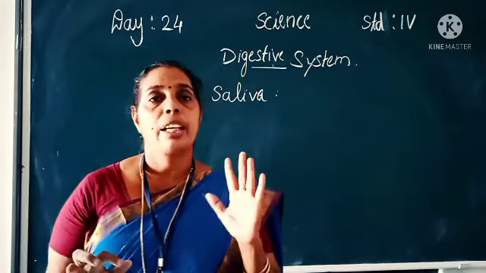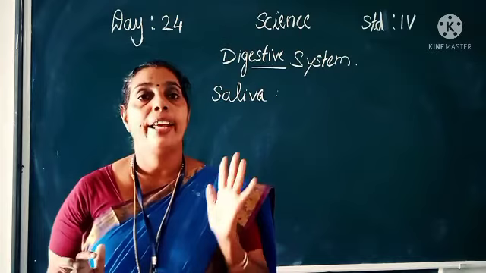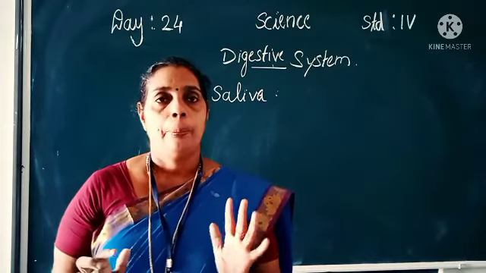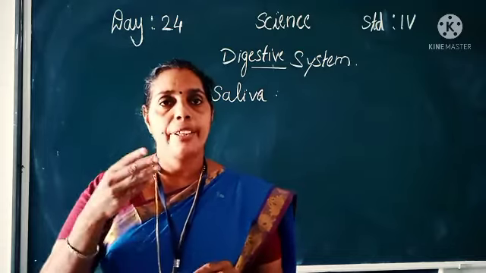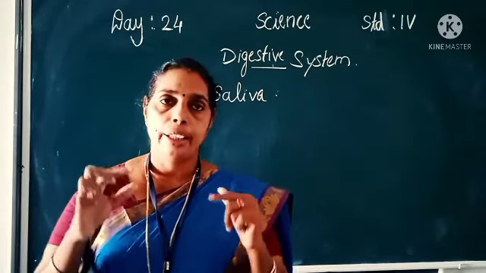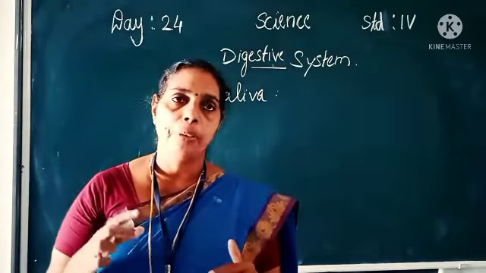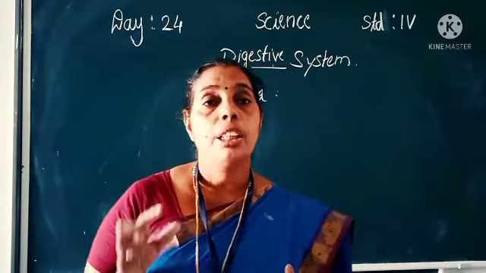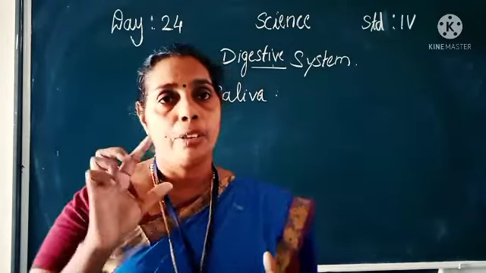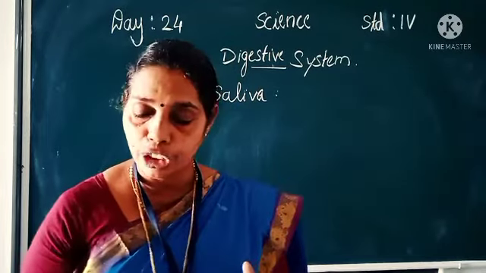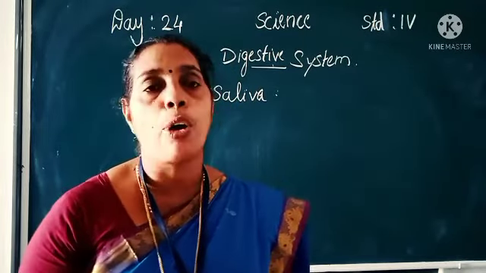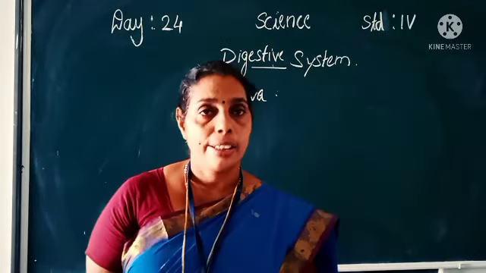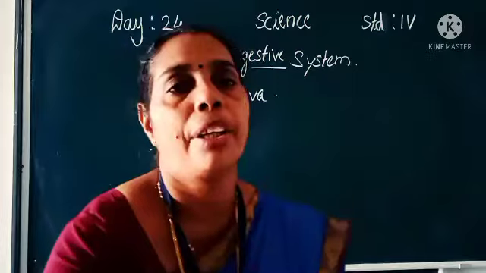Okay, there are six points in the digestive system. These six points we have to learn thoroughly, read and understand, and that will help you in further study. Open your textbook and read the lesson on the digestive system and the six points, and underline and write down the hard words. Okay, this is the time to wind up our class.